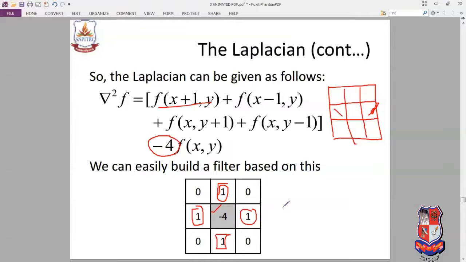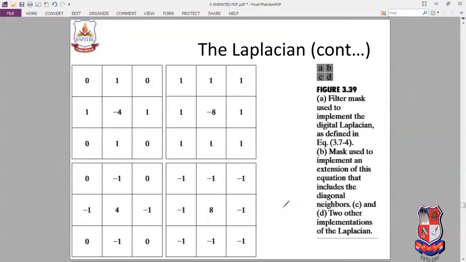So this is the basic Laplacian filter. Simple. So it is very easy to implement. It is a two-dimensional filter. It is very easy to implement in the digital domain. And these are the variations. You can see here. 0, 1, 0, 1 minus 4, 1, 0, 1, 0.